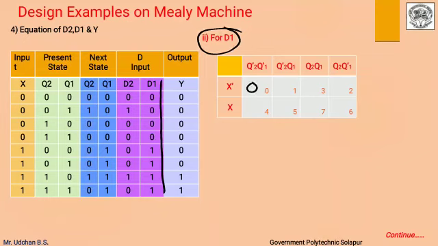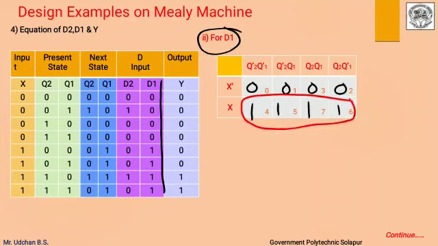The first 4 values are 0, 0. I will enter them. The next 4 values are 1, 1, 1, 1. After entering, I will first find whether an octet is available or not. There is no octet. Here we can form a quad. This is the quad. So the value of D1 will be x only.